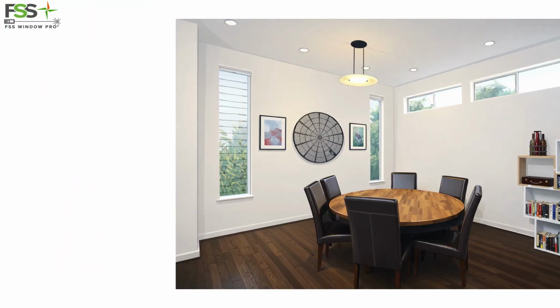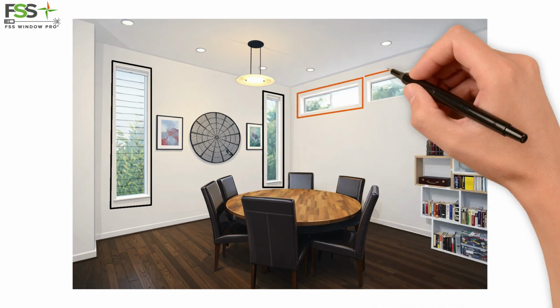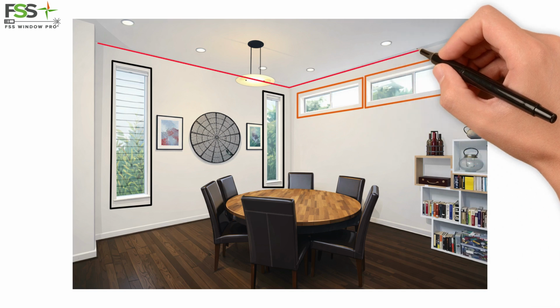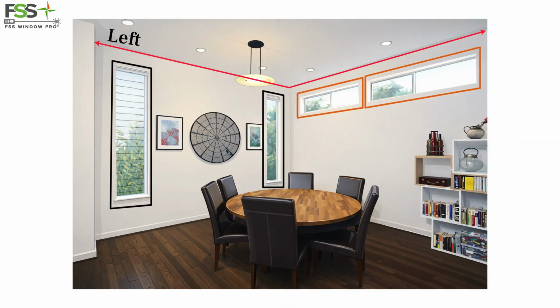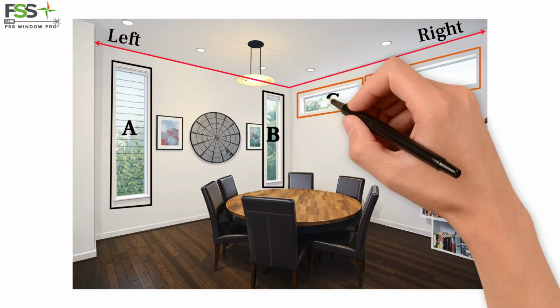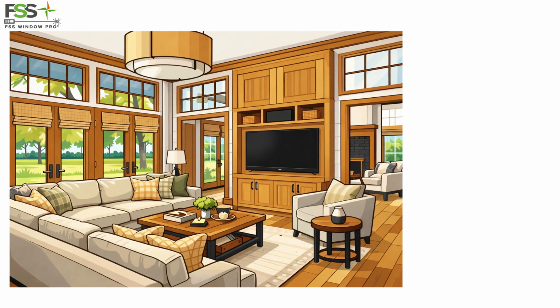In this first scenario, imagine a room where we have 2 windows on the left wall and 2 transom windows on the right wall. Because these windows simply flow left to right around the room, and they're not positioned directly above other windows, we don't really need any special naming here. We would just label them normally. Window A, Window B, Window C, and Window D. Pretty straightforward.